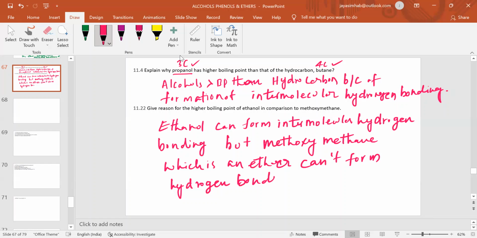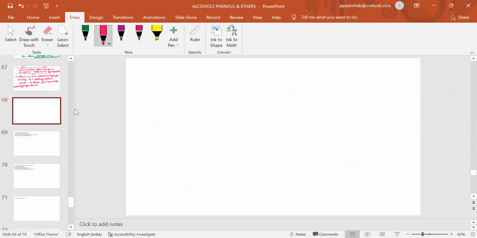This is another explanation for why ethanol has more boiling point when compared to methoxymethane. Because ethers cannot form intermolecular hydrogen bonds. You can write intermolecular here also. That is the reason. So then we will move to solubility. Another physical property is solubility.